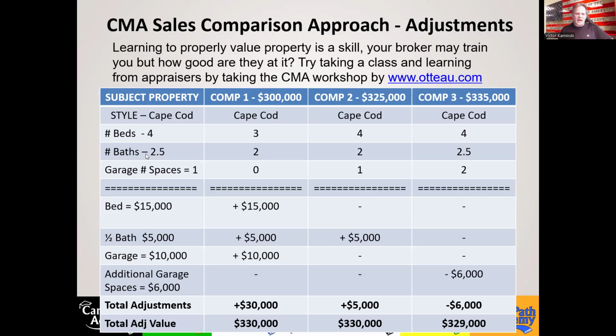The subject property has 2.5 baths. This one only had 2. So we're estimating the half bath to be $5,000 in value. So we're going to add that to try to pretend that if this house had another half bath like the subject property, what it would have sold for. We know it sold for $300,000. And it didn't have any garage whatsoever. If it did, a garage is valued at $10,000, so you're going to add $10,000 to the value. So add up all the adjustments. That's a $30,000 adjustment. This property would have sold for $330,000 if it was exactly the same as the subject property. Right?